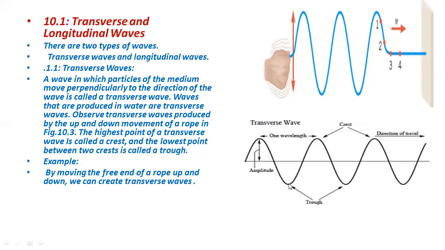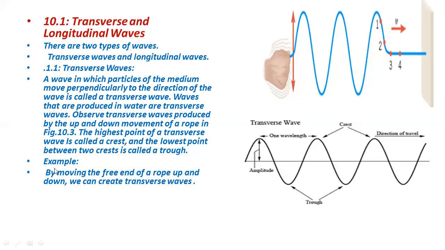And I told you the example of transverse waves. First of all, again, I'm repeating the definition of transverse wave: a wave in which particles of the medium, particles of the rope in case of this example, and if we consider water, then particles of water, are moving perpendicularly to the direction of the wave. Wave is moving from left to right, and the particles are perpendicular to the direction of the wave. So this type of wave is called transverse wave.